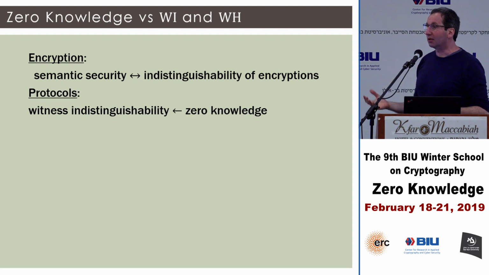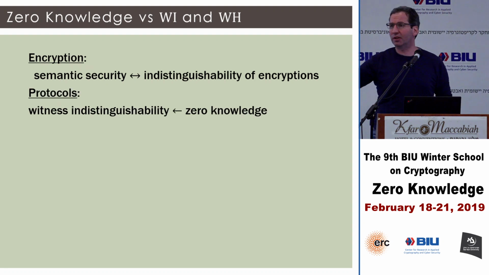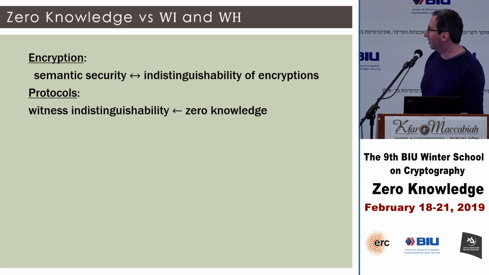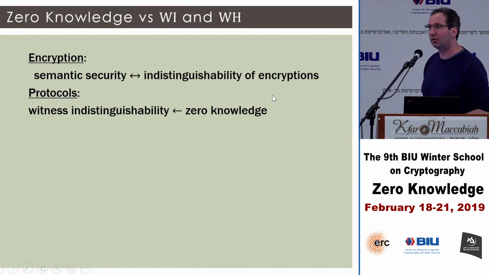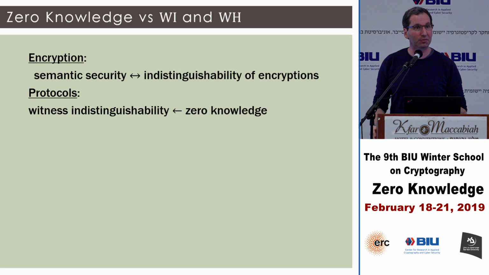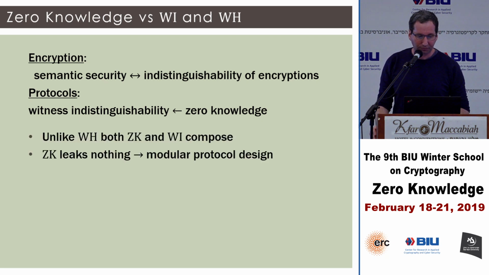In the case of encryption, we can prove that they're equivalent in some settings that are quite general. The analogy is clear. Indistinguishability of encryption is like witness indistinguishability, and semantic security is like zero knowledge. But in protocols, we have an implication only in one direction. Zero knowledge implies witness indistinguishability and not the other way around. So this equivalence is not valid in the case of protocols. That's something to keep in mind, even though it's very appealing as an analogy. Unlike witness hiding, both zero knowledge and WI compose.